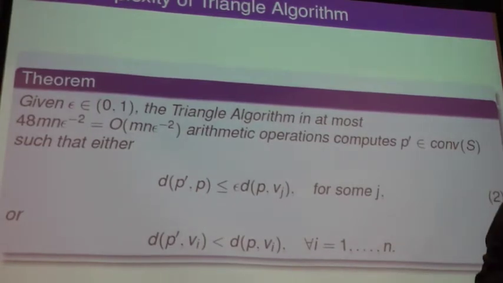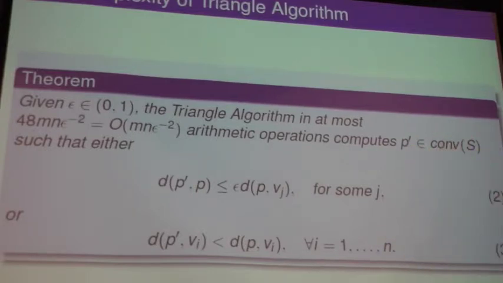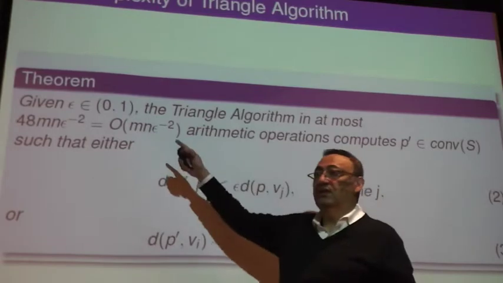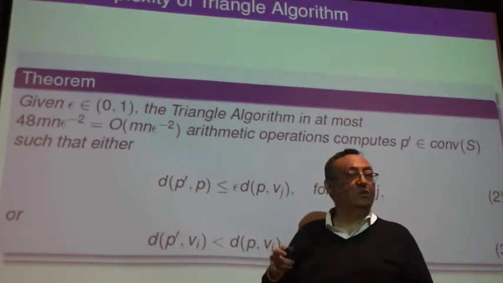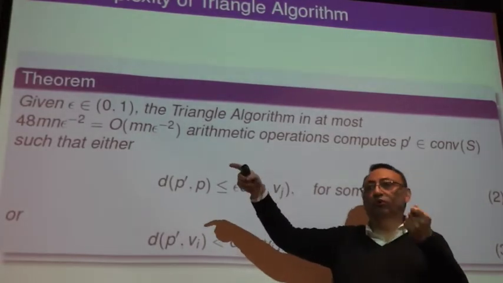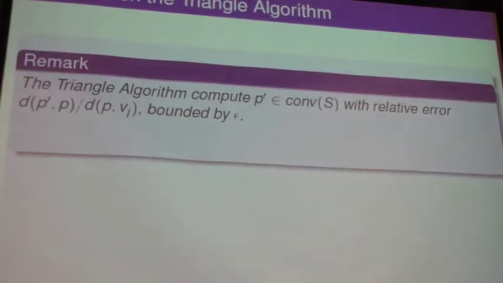Sorry, what are M and N? Okay, good question. M and N: the points Vi, we have n points in the m-dimensional space. So each iteration takes, in the worst case, mn, because you need to compare the distances. But in a lucky situation, you just do O of m arithmetic operations. So it could really be a good algorithm.